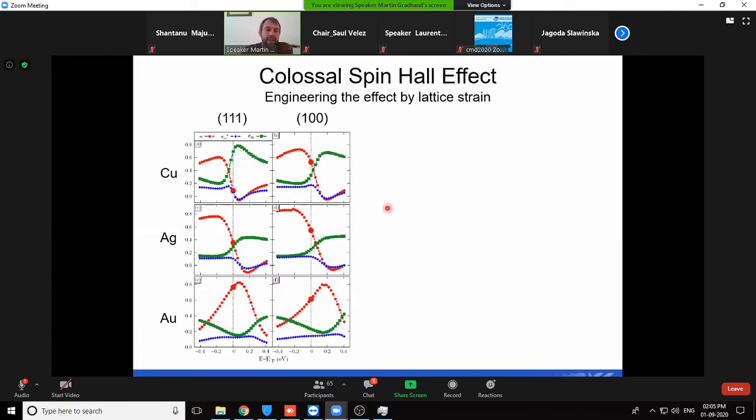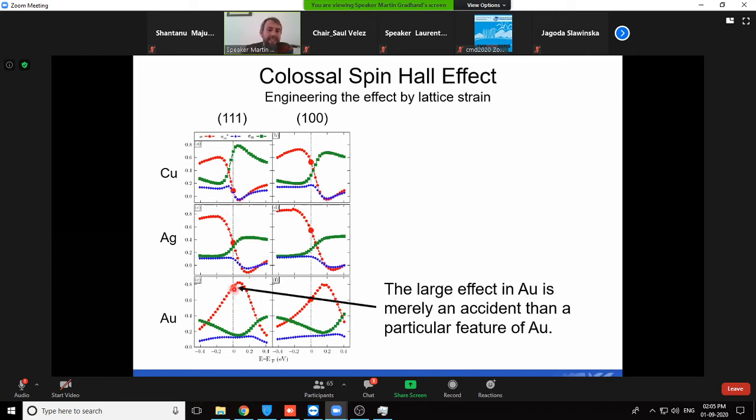And to understand that, here you can see this is the same data you have seen before, but now as a function of energy. So let's assume we could change the Fermi energy of the system slightly. Let's only focus on the red curves here. Those are the spin Hall angle. And you can see that for gold, it's rather an accident that we are actually hitting this peak of the spin Hall conductivity or the spin Hall angle. For copper, there are similarly high values, but we just happen to be with the Fermi energy slightly away from there.